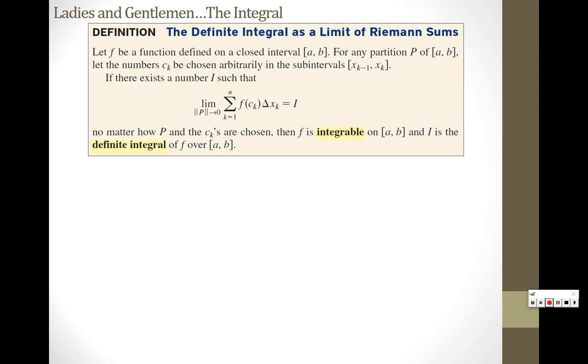For any partition, you break it up any way you want. You start with wide subintervals, you go 1/5 every piece, any partition you want. But the number c_k can be chosen arbitrarily.